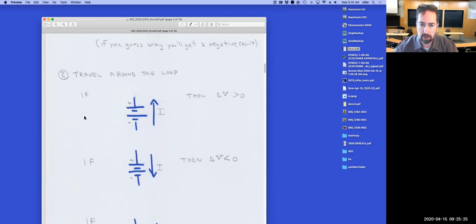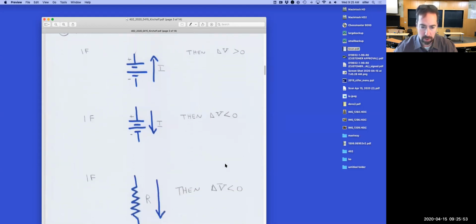As you travel around the loop, if you go upwards in potential from a low potential to a high potential through a battery, then your change in potential is greater than 0. It's a positive number. If you force the current to go the wrong way through your battery for some reason, then you're going from a higher potential to a lower one, and that change in potential is going to be negative in our equation. Again, I'll show an example of this in a moment.